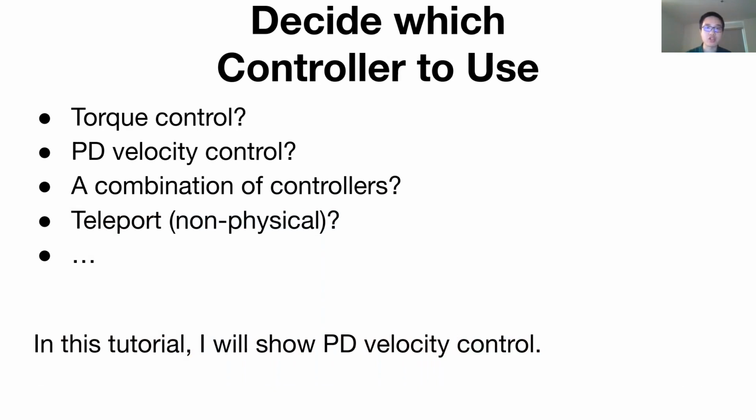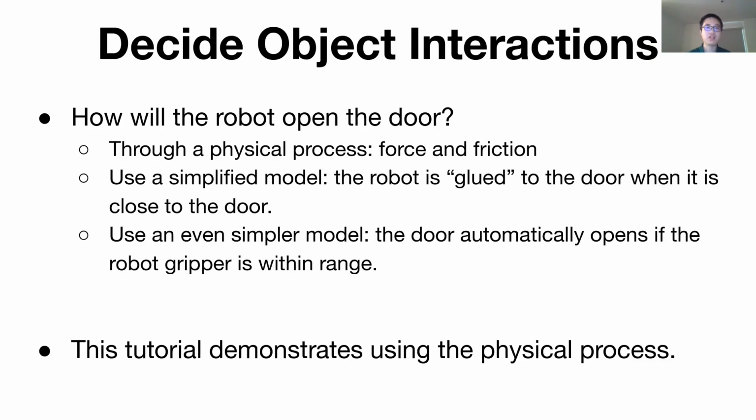Next is to decide the controller. The options include torque control, PD velocity control, a combination of controllers, or non-physical processes such as teleporting the arm. Here, we will show PD velocity control. Next, we decide the type of object interactions. How will the robot open the door? We can use physical processes such as force and friction. Or we can use a simplified model.